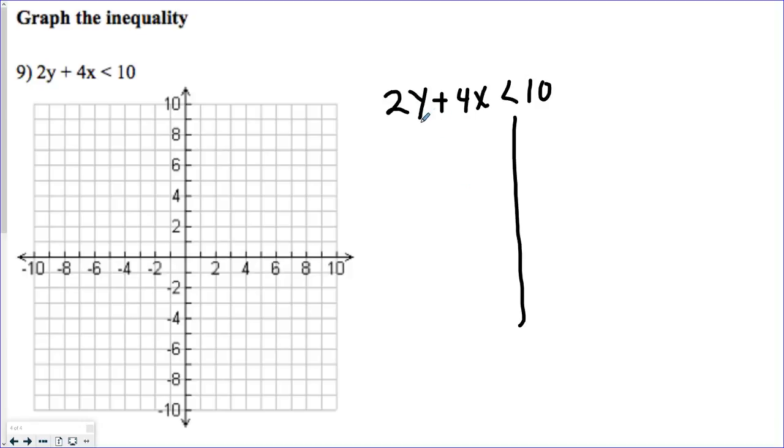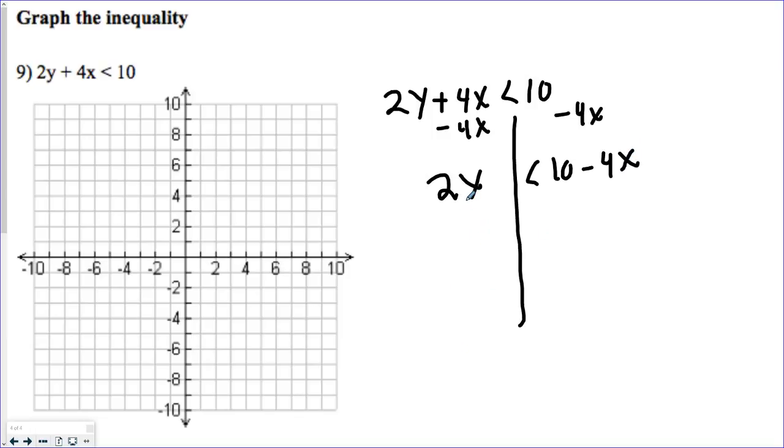So I want y to be by itself, which means I want to move the 4x. And not just the 4 either. I want to move the entire 4x. I want to get it away from the y. So I'm going to subtract it. So I have 2y is less than 10 minus 4x.